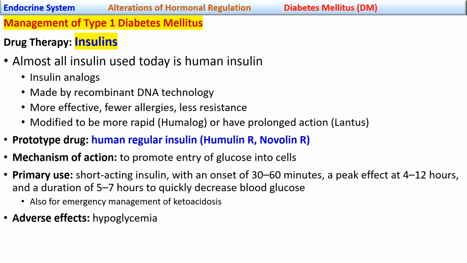So insulin, the prototype drug for insulin is Humalog or human regular insulin, Humulin or Novolin or Novolog. The name usually ends with R, which means regular insulin. The onset and duration of action will be covered in one of the slides comparing all the different types of insulins altogether.